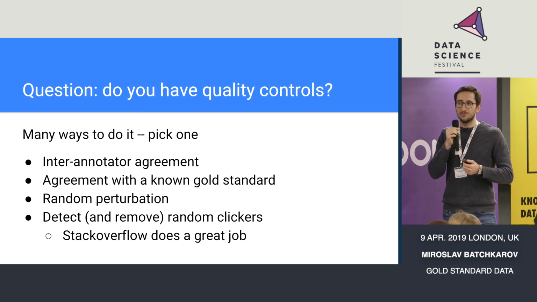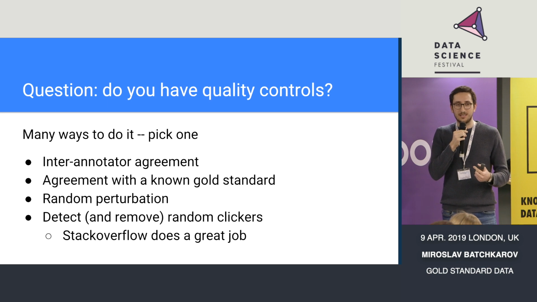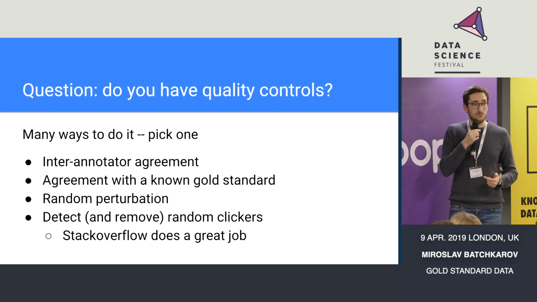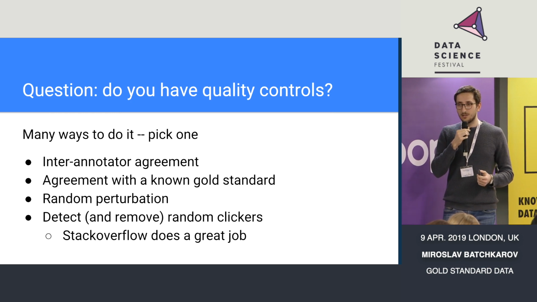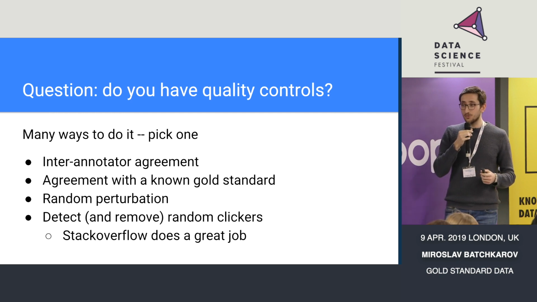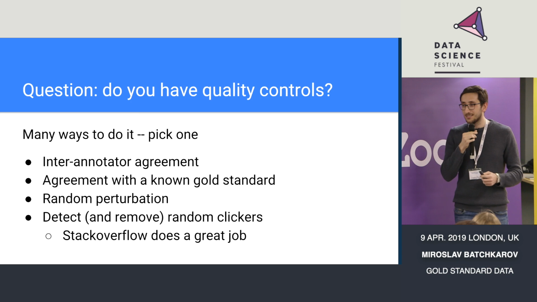You can do inter-annotator agreement by taking two different people, asking them the exact same set of questions, and then comparing the results. And if they get the same results, or nearly the same, then you know that they're doing a good job. If you have a gold standard data set, which works and you trust, then you can compare your people's answers to that gold standard data set. Or you can do random changes, and Stack Overflow does that amazingly well. So we'll just look at a quick example.